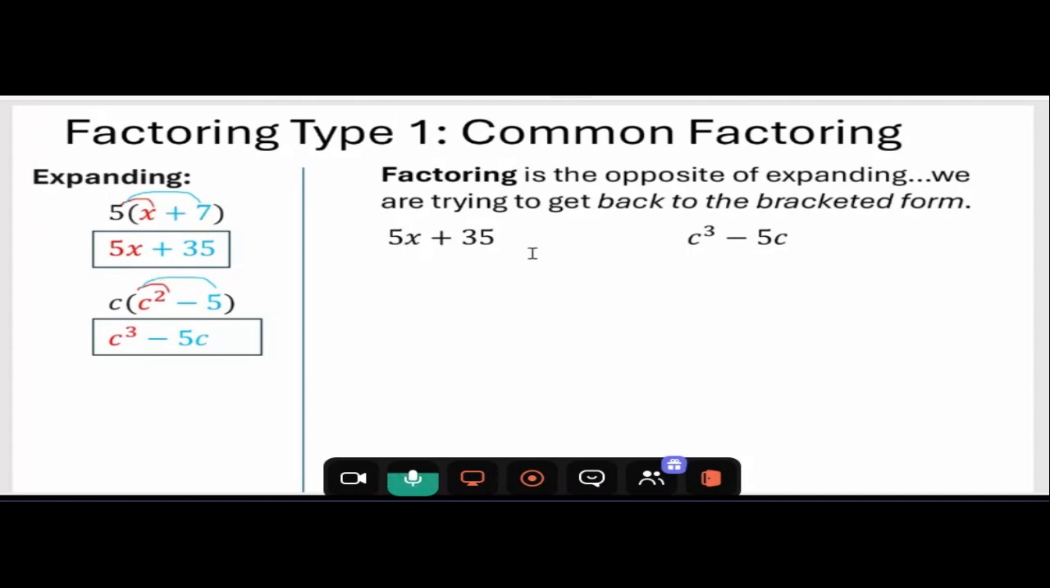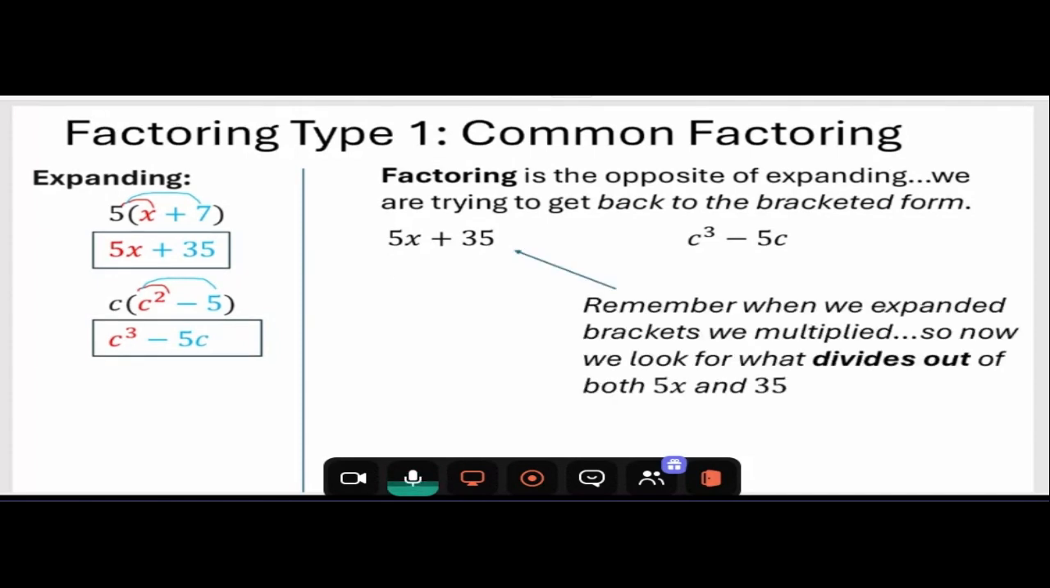So 5x plus 35. Well, remember when we expanded the bracket, we multiplied 5 times x, 5 times 7. So now we're going to try to go backwards. We're going to try to divide something out of those 2 terms. So we ask ourselves the question, what divides out of both 5x and 35? And the answer is a 5 comes out of both of them. The x is neither here nor there in this question because there's an x in one term but not the other. But both terms can be divided by 5. 5 can be divided by 5, and 35 can be divided by 5.